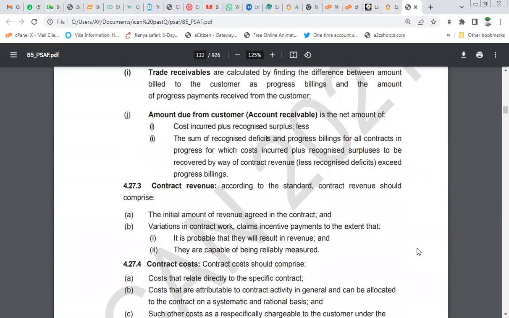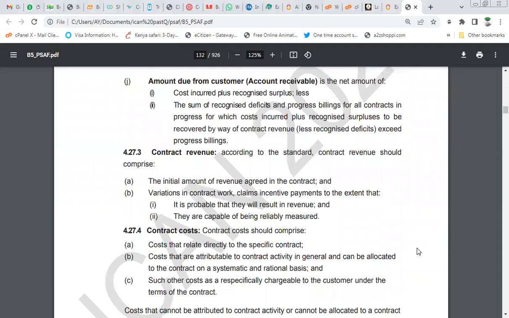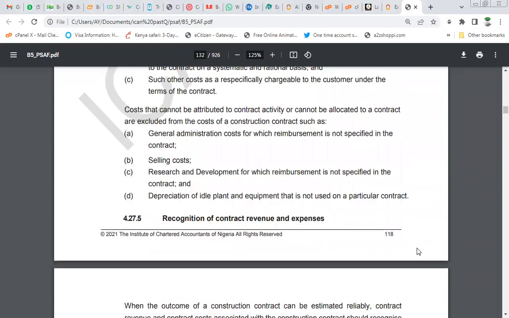Contract revenue. According to the standard, contract revenue should comprise the initial amount of revenue agreed in the contract, one, variation or contract work claims and incentive payment to the extent that it is probable that they will result in revenue, two, they are capable of being reliably measured. Contract costs should comprise costs that relate directly to the specific contract. I won't say more than that. Recognition of contract revenue and expenses. So read it.